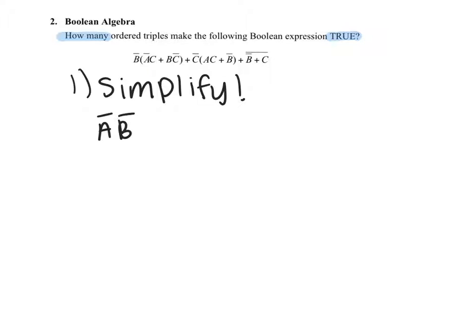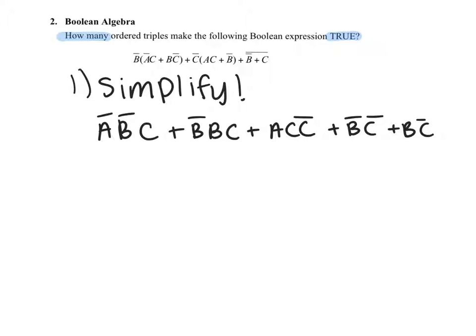This simplifies to not A times not B times C plus not B times C plus A, C, not C plus not B times not C plus B not C. This can be simplified further using our special rules. So this term is just 0, as is this one, because nothing can be both itself and not itself. So B times not B is 0, and C times not C is 0.